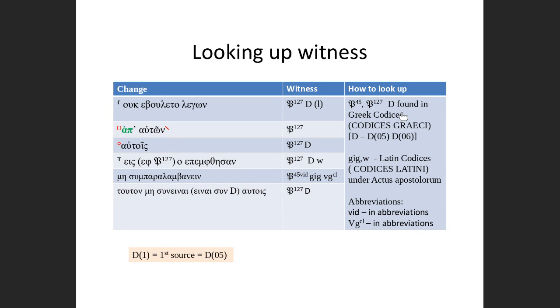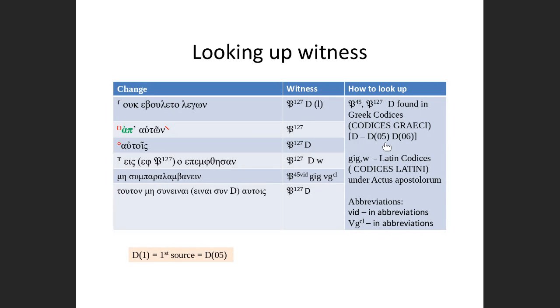Now, these all, how would you look them up? You look up beta and D in the Greek codices. As I will show you where the Greek codices are, that information is part of the Novum Testamentum, the little booklet that you see, but you can look it up in the actual references. And you look up all the rest of these in the abbreviations. So you look up the beta and D in Greek codices.